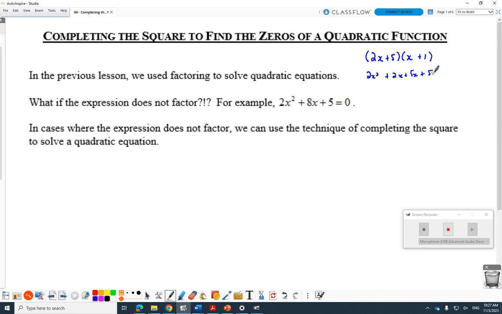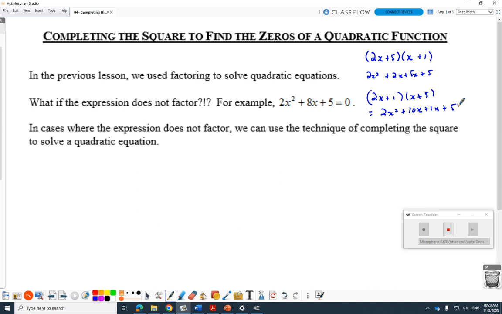So you go, oh, well, I must have the 1 and 5 backwards. I must have them the other way around. So you do it the other way. You go, oh, 2x plus 1, x plus 5. And you expand that out just to check it, and you go, it doesn't work. And there's no other factors of 2 to consider, and there's no other factors of 5 to consider. And you're like, so that's a major league problem.